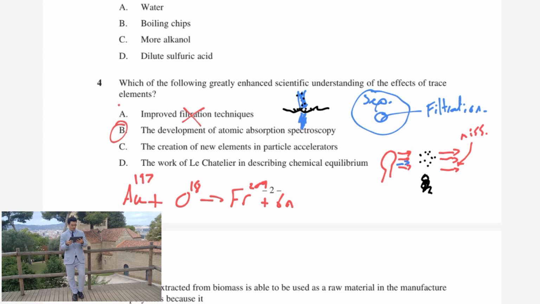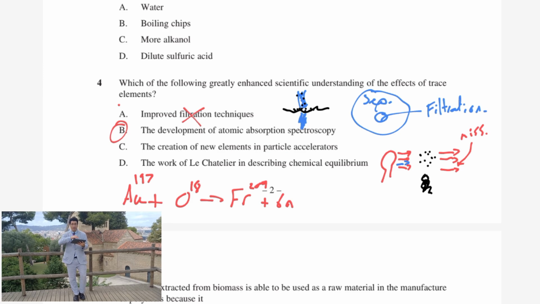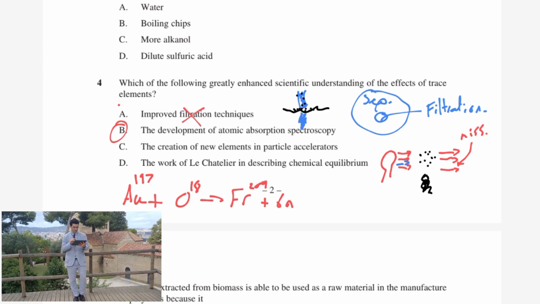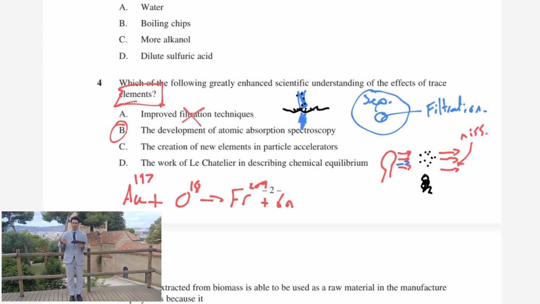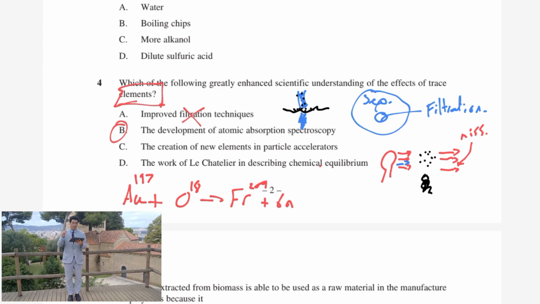That means the atomic mass of gold and the atomic mass of oxygen is the same on the left as it is on the right hand side. So we know this equation is balanced. Now, francium is fantastic, but it is only one of a small number of elements which are extremely heavy. The question itself is talking about elements in the plural. So there are lots more elements which have been enhanced in their understanding by absorption spectroscopy than by particle accelerators. So actually B is more likely to be the answer than C, although C is not totally incorrect.